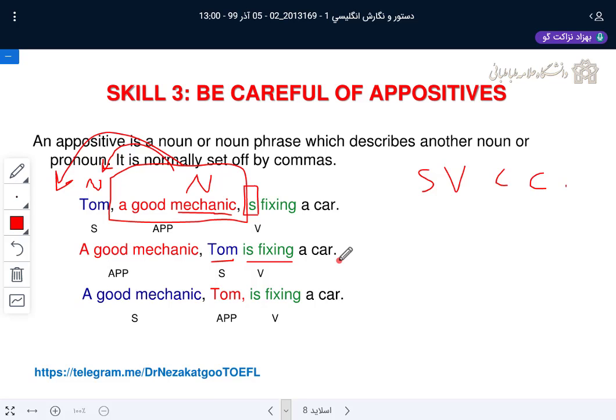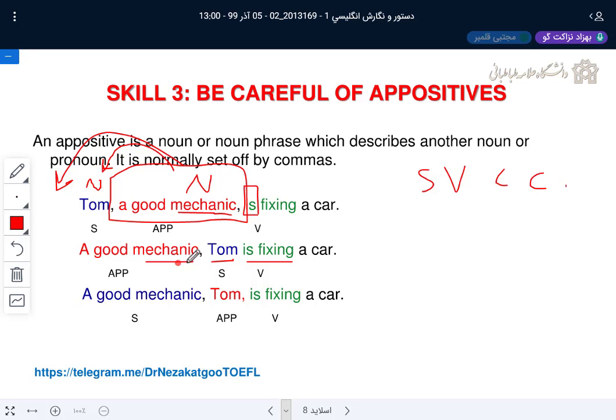Okay, Mujtaba, why is mechanic not the subject, and it's still Tom that is the subject? We learned that the first noun in the sentence should be the subject. So a is a noun marker, good is an adjective, it's a noun marker, so mechanic is a noun. So why don't we take it as the subject? Because I think it's related to those commas.